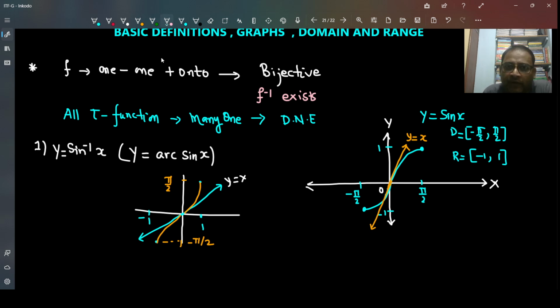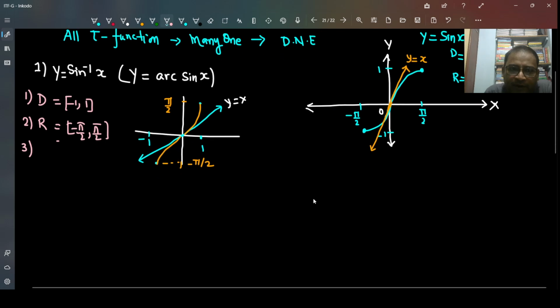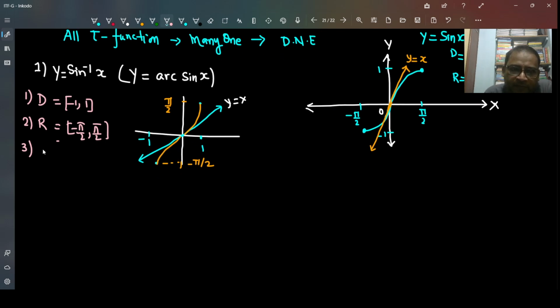A few characteristics you have to remember about this curve. Number one, first of all, the domain of sine inverse x will be minus 1 to plus 1. What is the range of this function? R for range. The range is minus pi by 2 to pi by 2. So the question is, is this function bounded? Of course, because its maximum value is pi by 2 and its minimum value is minus pi by 2.